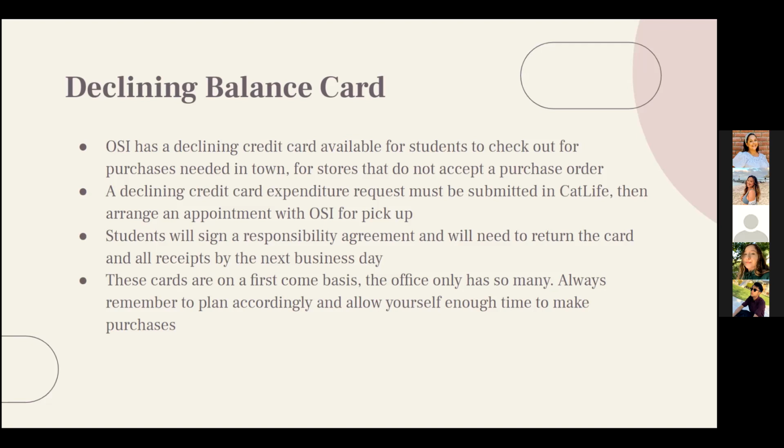And also, like I said, the declining cards are used to make purchases in town. They're not to make purchases online. That's why we have our procurement cards. And they're not to make purchases for any sort of rental or service agreement. So you shouldn't go rent a U-Haul or a rental vehicle of any sort, or rent any sort of venue with these declining cards. If something like that is needed, always have a conversation with us first, and we can go over best practices, but just keep those things in mind.